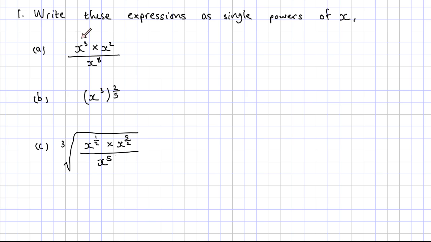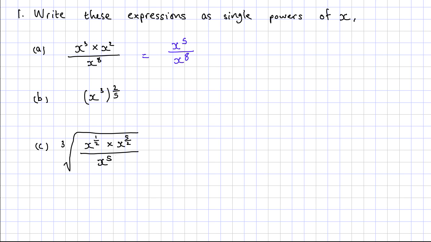Now I'm going to work with the top of the fraction first. I have x to the power of 3 times x squared. Now I have the same base and I'm multiplying, so I need to add the powers. So this is going to be equal to x to the power of 5 over x to the power of 8.